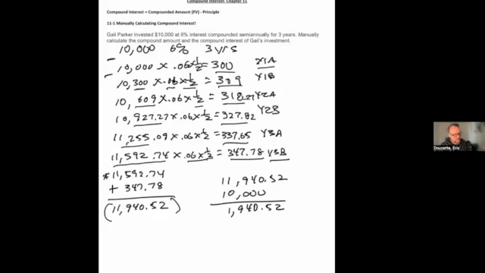$11,940. That's my compound amount, or what we also call future value. The future value of $10,000 at 6% for 3 years, compounded semi-annually, is $11,940. How much interest did I earn?